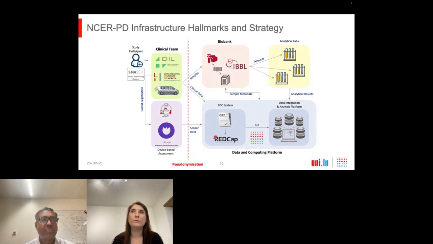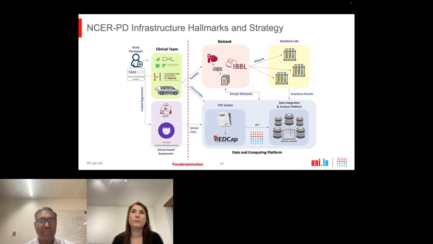And on the other side, at the time of the recruitment, the clinical data goes directly into what we call REDCap. REDCap is an electronic data capturing system. All the CRFs are defined there, so we don't want to use any paper-based questionnaires. These go directly into the electronic system, and at the same time, the samples collected go into IBBL.